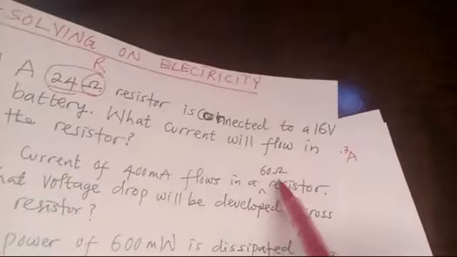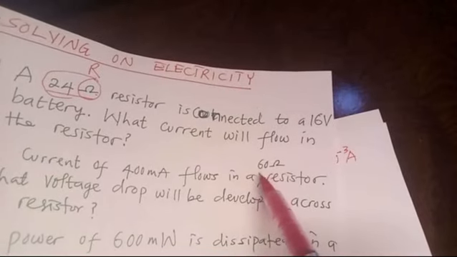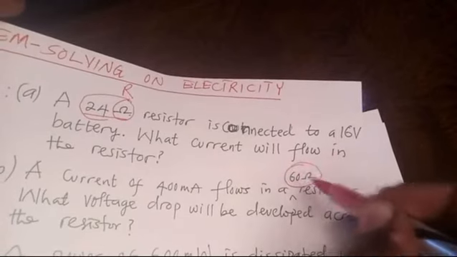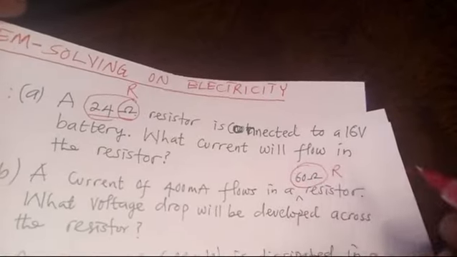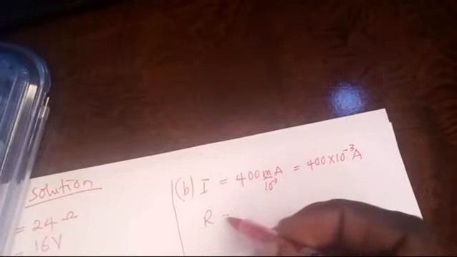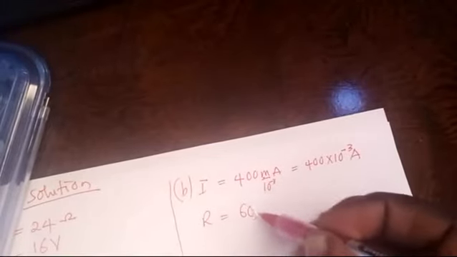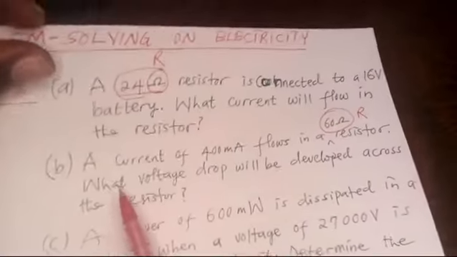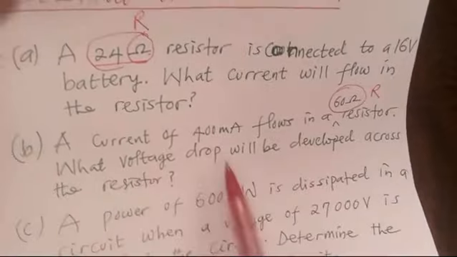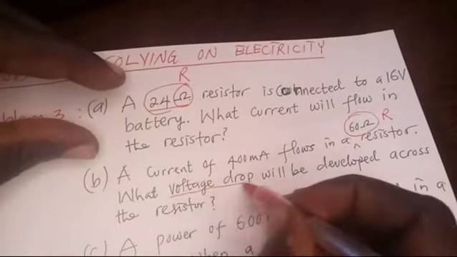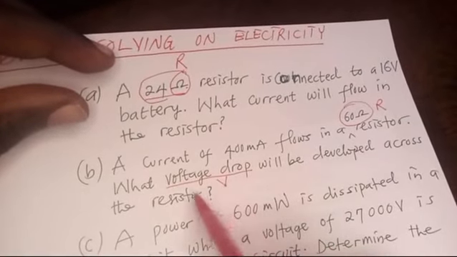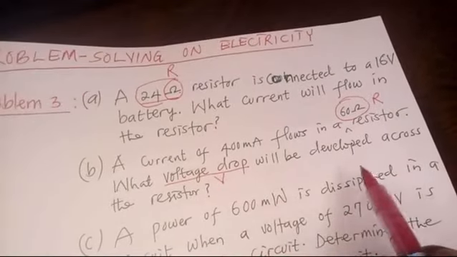Flows in, look at the problem continues, flows in a 60 ohm resistor. Remember, from the ohm we know this is an electrical resistance, so our R is equal to 60 ohm. The question is, what voltage drop, which is another name for potential difference, V. So it means what potential difference will be developed across the resistor.